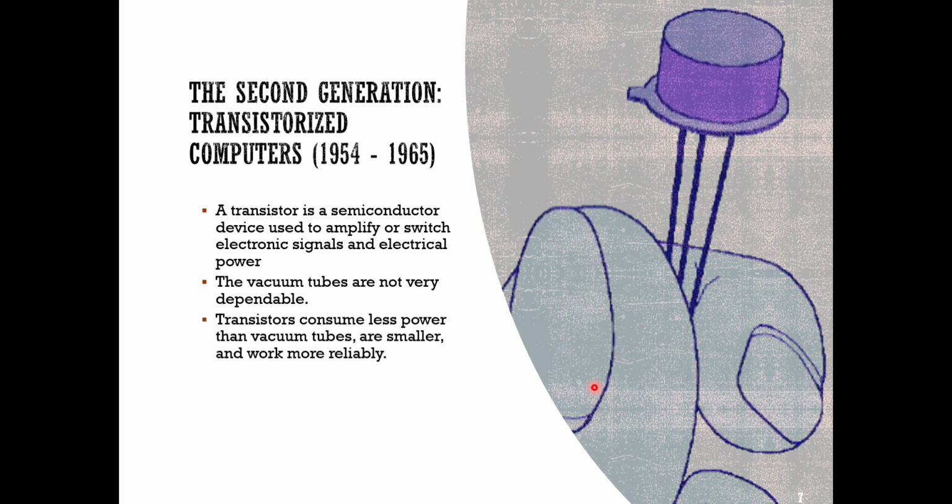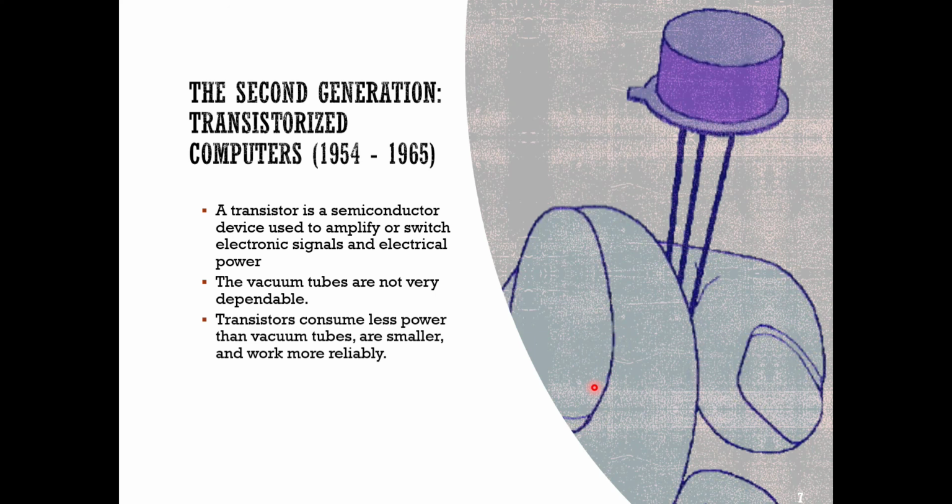So the second generation, the transistorized computers, is when we see a huge shift in computers. If you are an electrical engineering student, or a computer engineering student, or even a computer science student, you will have heard of a transistor. A transistor is a semiconductor device, and it's used to amplify or switch electronic signals and electrical power to deal with power in a system or in a circuit. So the thing is, the vacuum tubes were not very dependable.